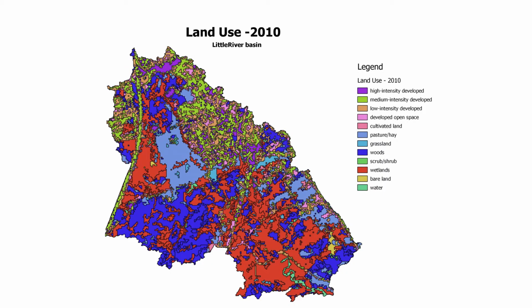Another map layer brought into GIS was data on land use, and this came from NOAA's Coastal Change Analysis Program, also known as CCAP. The next step in the process was getting the GIS software to overlay the maps of subbasin boundaries, which I showed a couple slides ago, with hydrologic soil groups, shown on the previous slide, with this one.